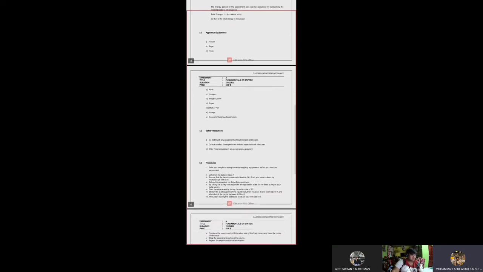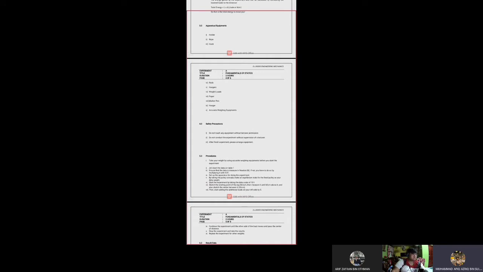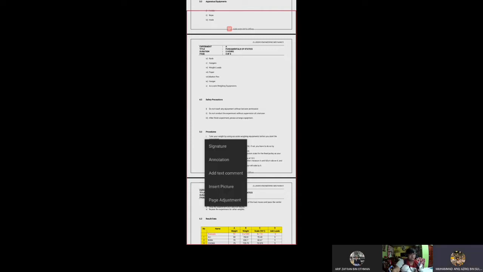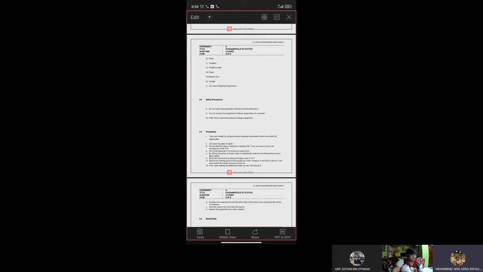The process: do not use any equipment without actual permission. Do not conduct the experiment without supervisor. After finishing the experiment, please arrange the equipment. Procedure: take your weight by using accurate weight equipment before you start the experiment. Jot down the data in table 1. Ensure the data is measured in Newton.